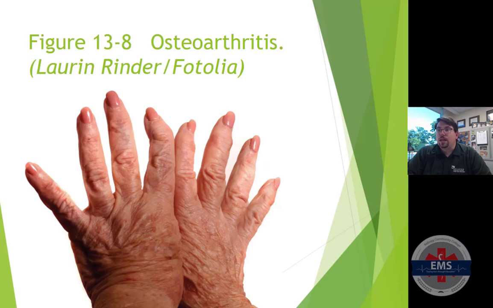Here's an example of what you can see with osteoarthritis. It's very hard for a patient to use their hands, open medications, tie their shoes, or work zippers or buttons. Any basic function that you use your hands for really becomes a major barrier and hurdle to a patient with osteoarthritis.